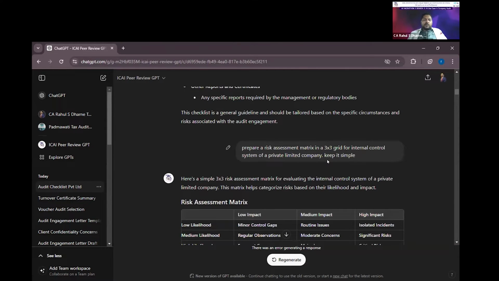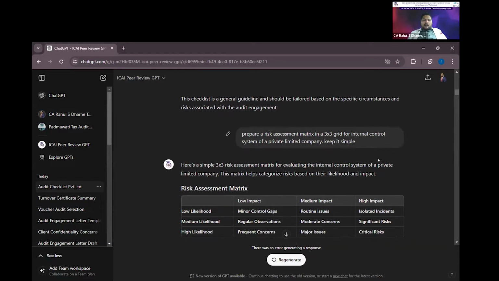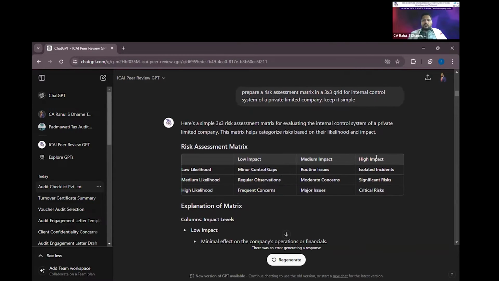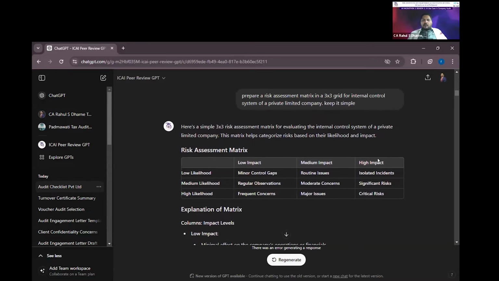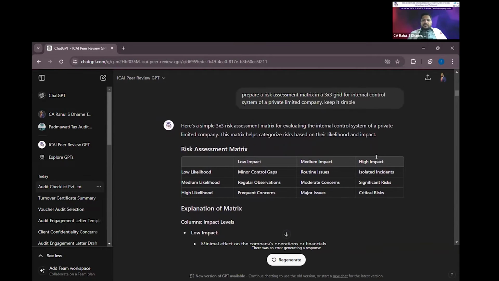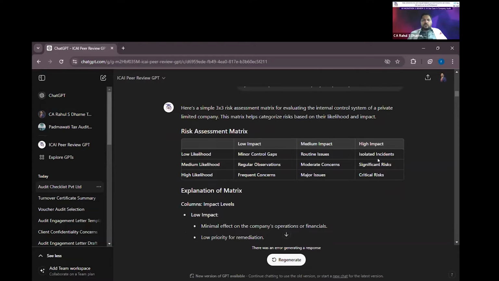The next point we are going to cover is: prepare a risk assessment matrix in a 3x3 grid for the internal control system of a private limited company, and we are asking it to keep it simple. Normally, we simply put in the audit report that internal controls are satisfactory, but we never go and assess it. So we are asking the GPT to provide us a matrix so that we can go and assess the risk. ChatGPT has provided us with the solution.